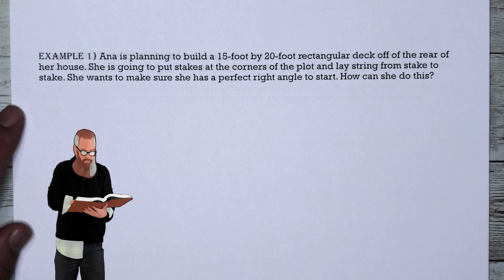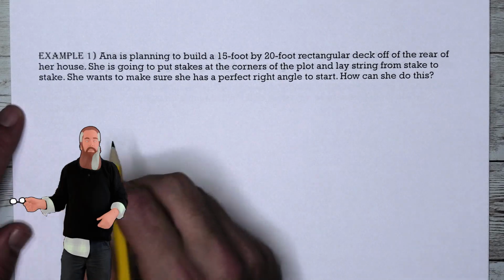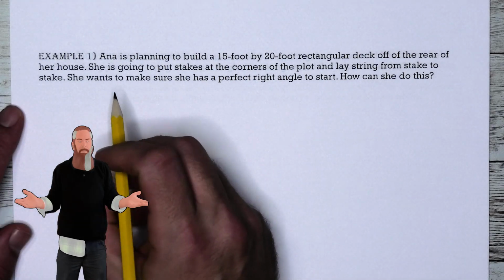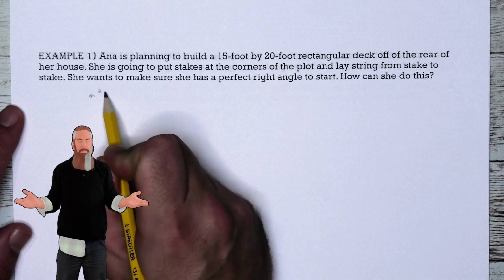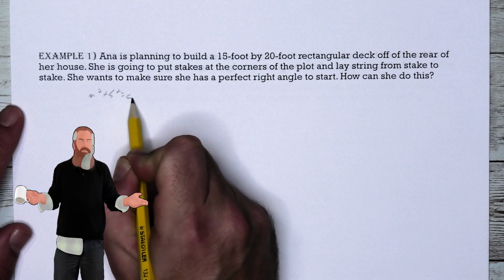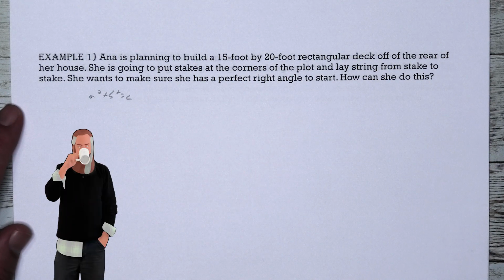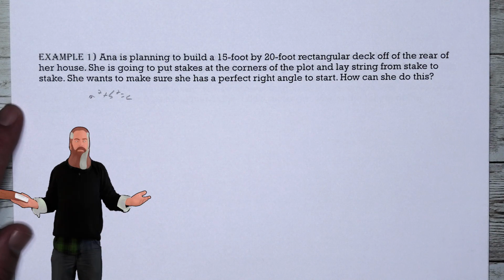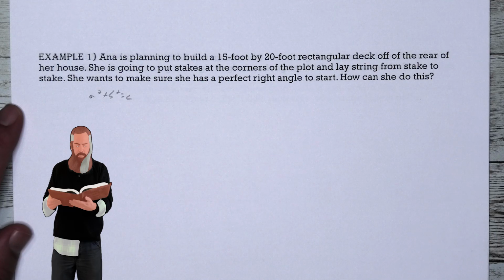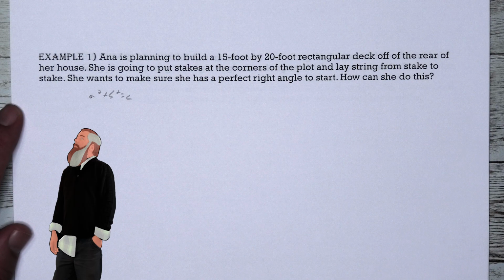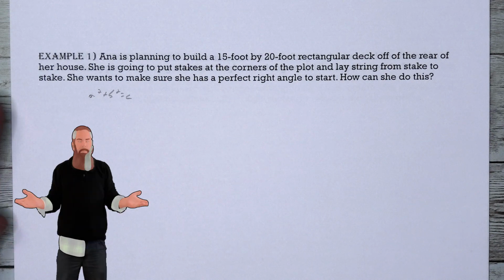Now, Anna can use the Pythagorean theorem, which says that a right triangle with sides A, B, and C will give us a squared plus b squared is equal to c squared. The converse of the Pythagorean theorem says that if a triangle with sides A, B, and C has the relationship that a squared plus b squared equals c squared, then the triangle is a right triangle.